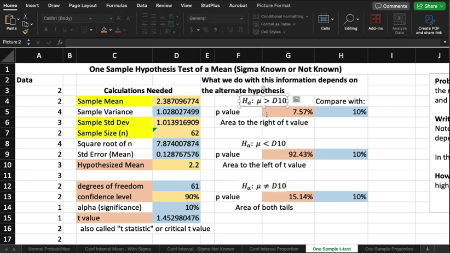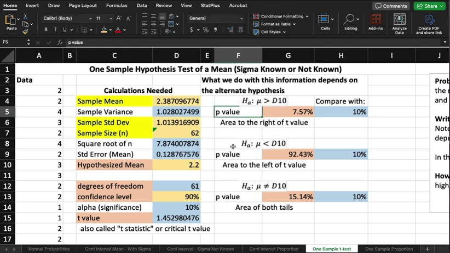One is a greater than, one is a less than, and one is a not equal to. And you'll notice that each one of them is referring to the number that is in D10. That is your hypothesized mean. So the null hypothesis would be mu equals 2.2, but then your alternate hypothesis could be any one of these three things that you see here.